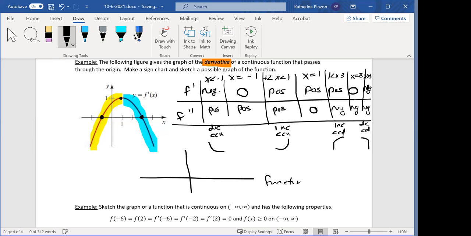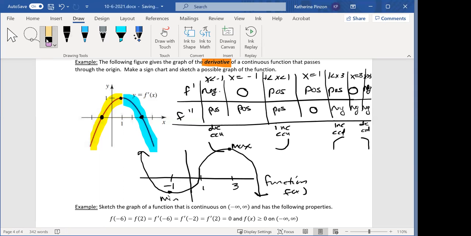Okay, down here, I'm going to draw the picture of my function, f of x. I'm going to put -1, 1, and 3. I need to go like this, and then like this, crisscrossed. So I have a minimum here at -1 because I am decreasing and then increasing. I have a maximum here at 3.